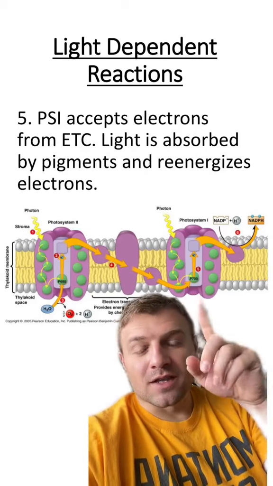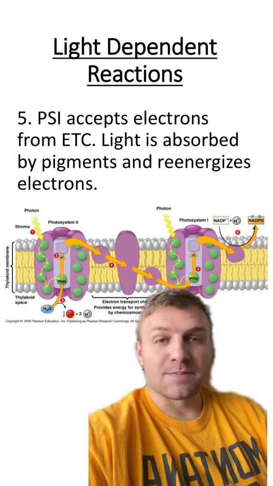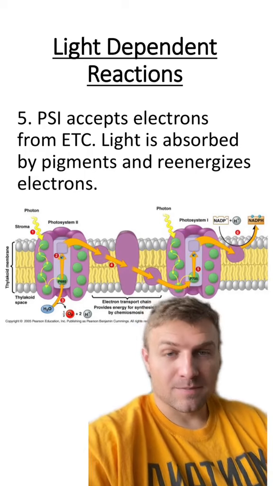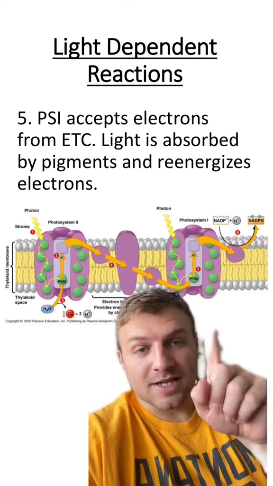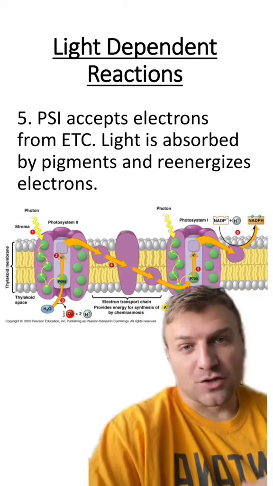At photosystem I, the electrons are going to be re-energized by more light being absorbed by pigments. So photosystem I and photosystem II are very similar. However, water is not going to break down at photosystem I. That only occurs at photosystem II.